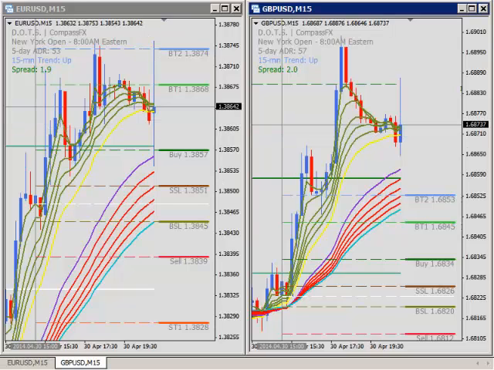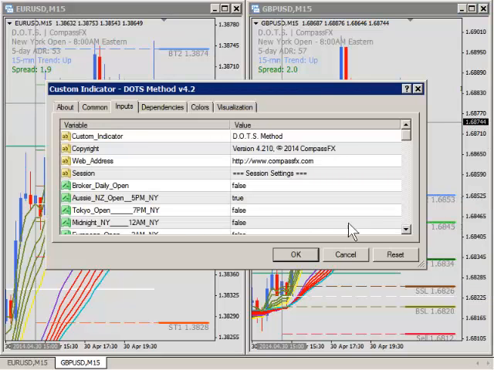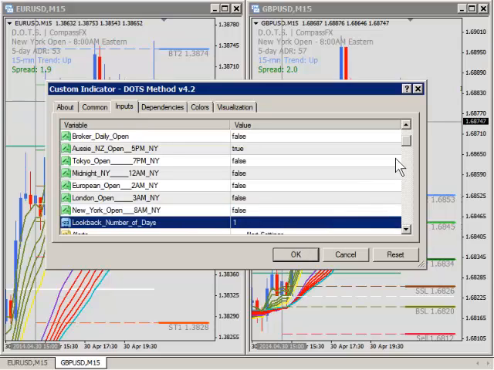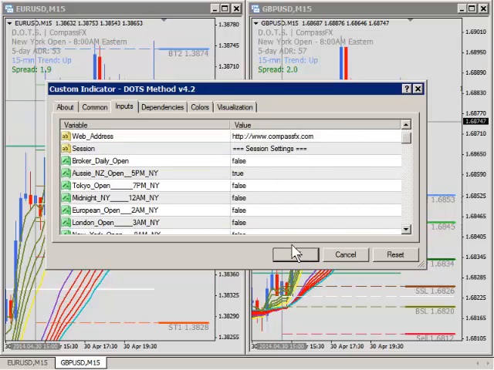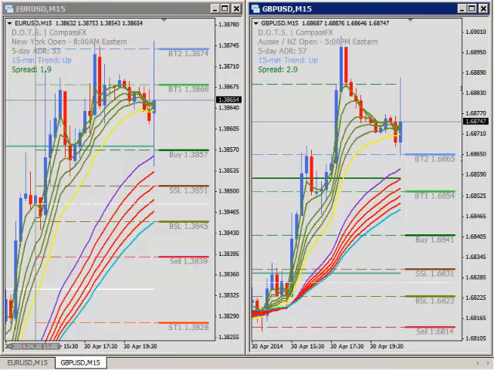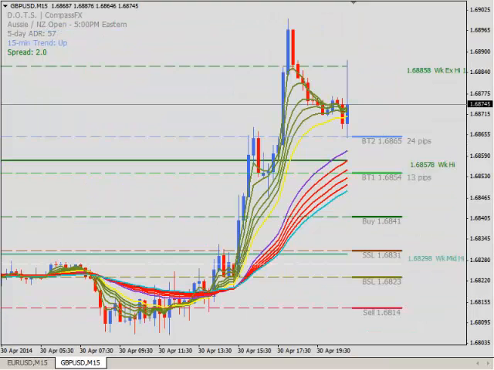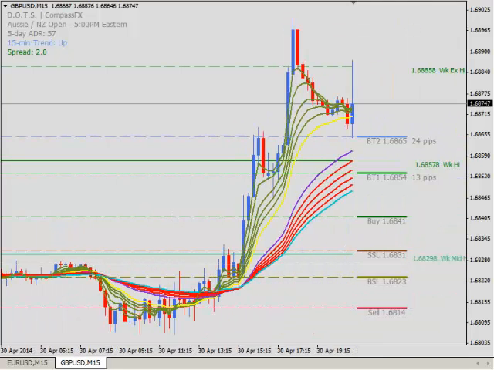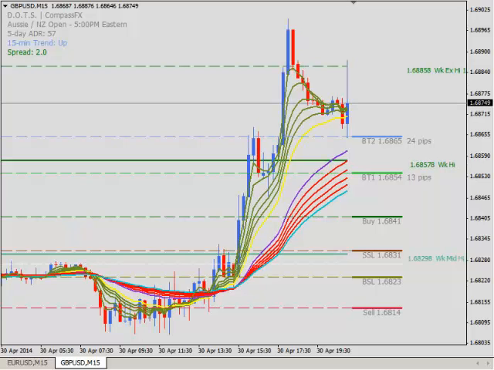Now what I want to do at this point is I just want to change the pound from the New York session here. I'll set that to false. So we're just going to be looking at the Australian session. Just see what the numbers were during that period of time. And you can see, this is interesting, I moved back to the original start of the day using the Australian session from the open of the day here, and notice how the market reacted. The market literally came back down to a DOTS level.